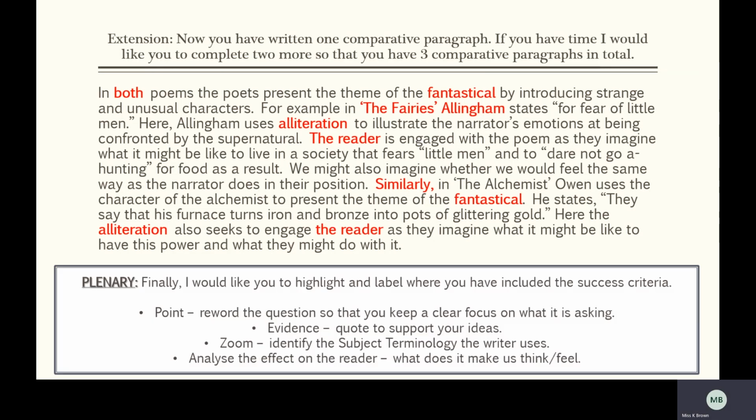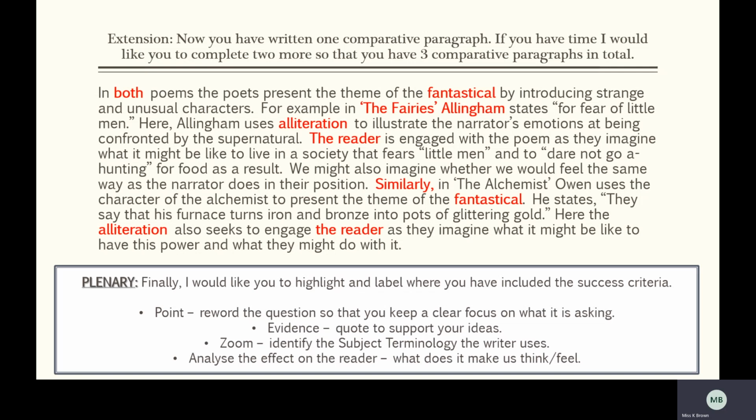All right, ladies and gentlemen, hopefully you have got that one big piece paragraph completed now. So you've got one piece on the fairies combined and smooshed together with one piece from the alchemist, one overarching comparison paragraph. If you have time and you are feeling really confident and you're wanting to stretch yourself and challenge yourself, I would like you to have a go at 2 more paragraphs. So you're going to complete 3 overall paragraphs in total.